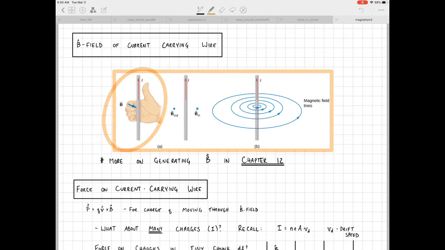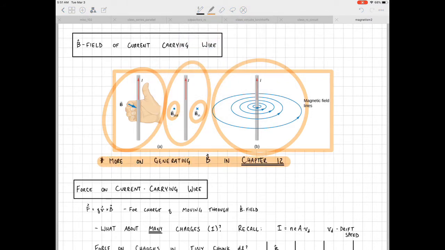And so in the plane of the paper, in this next picture, on the left-hand side of the wire, the B field is coming out of the page. On the right-hand side, it's coming in. And so if you put that all together, here's what the magnetic field looks like that's generated from a current carrying wire. And like I said, we'll come back to this in the next video for chapter 12.